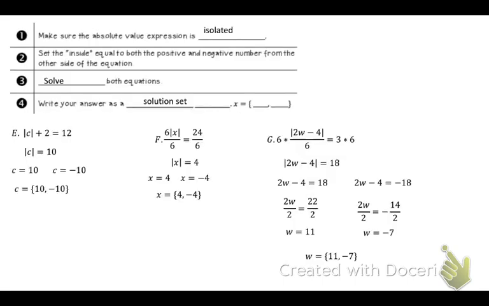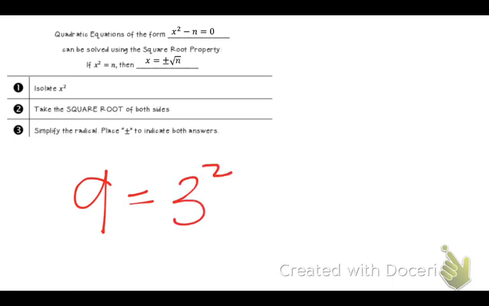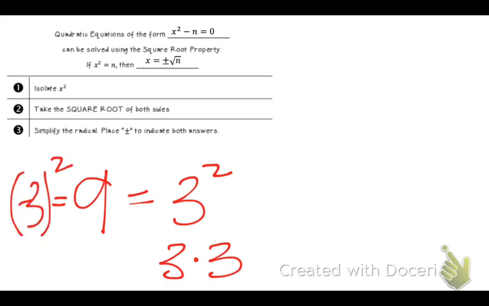Cool. Okay, let's do these by square root now. So this is if it's in the form of x to the nth power minus n equals 0, that means x equals positive or negative n. So you have to put that positive or negative because it could be positive or negative. Like think of the number 9. You can get 9 by doing 3 squared, because that would just be 3 times 3. You could also get it by doing -3 squared, because that would be -3 times -3, which also equals 9. So you have to have that plus and minus.